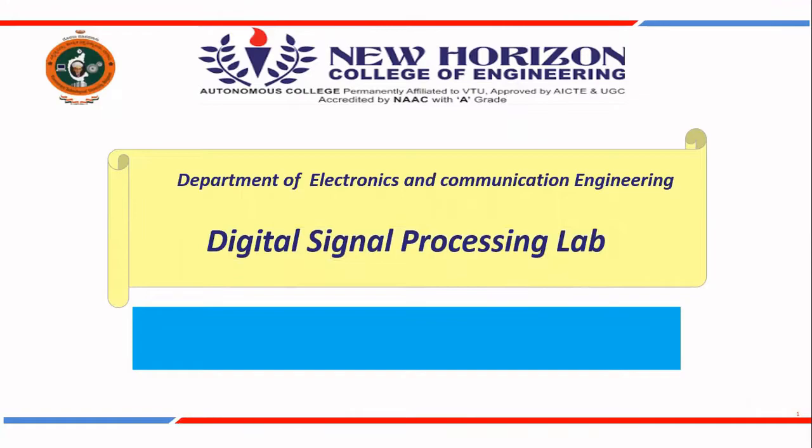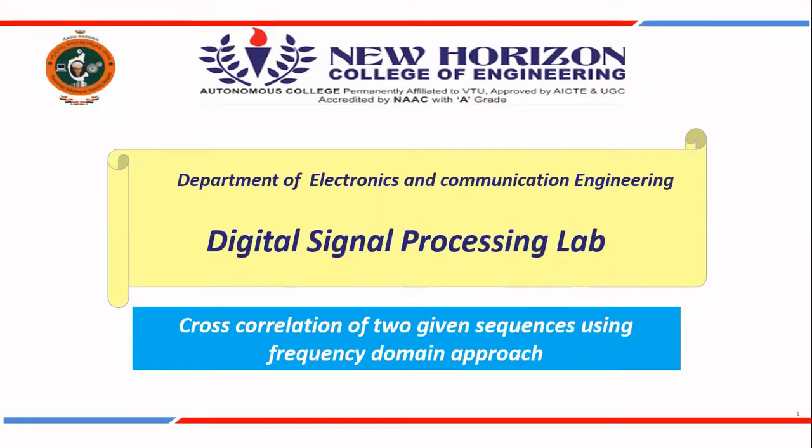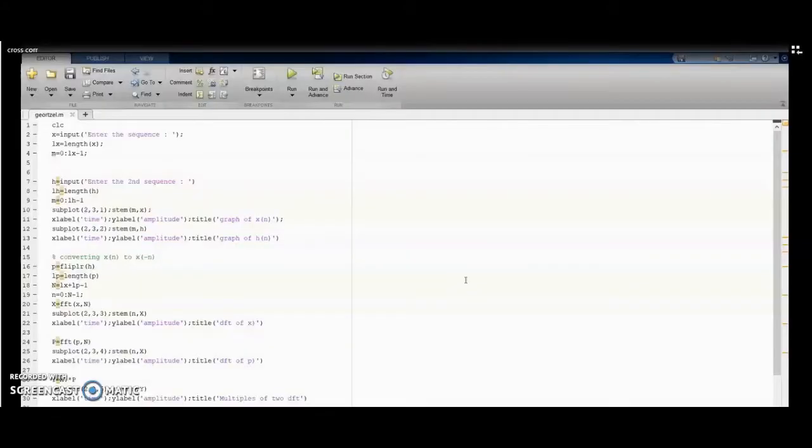Welcome to Digital Signal Processing Lab. We are going to find out cross correlation of two given sequences using frequency domain approach. In this program, we are going to find out the cross correlation of two given sequences using FFT and IFFT.